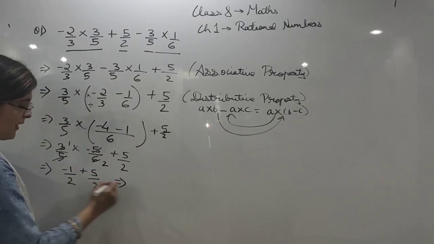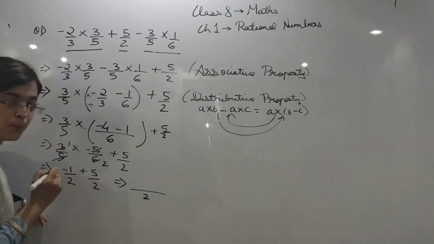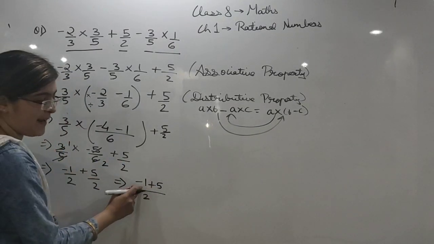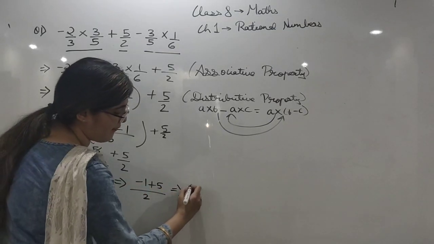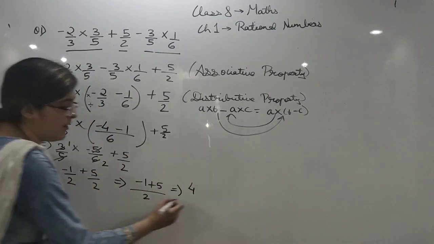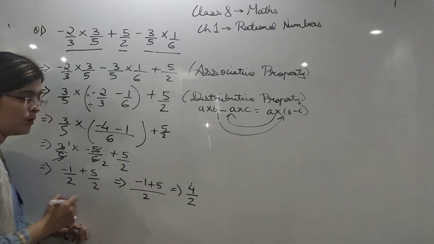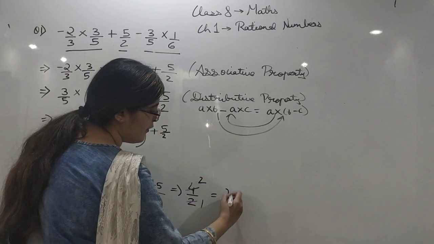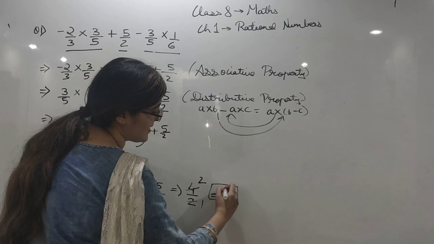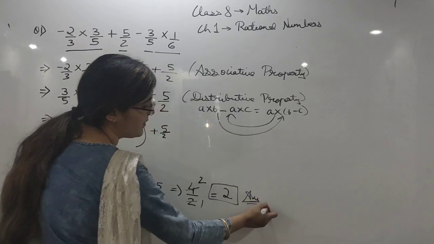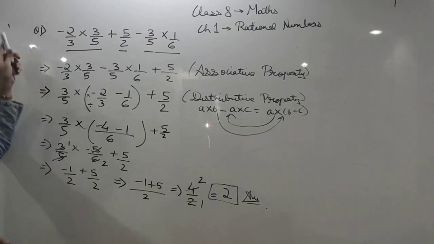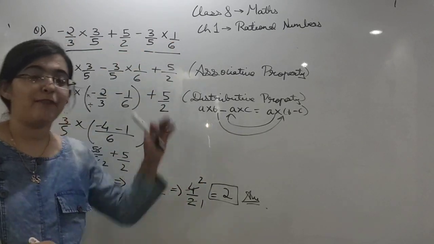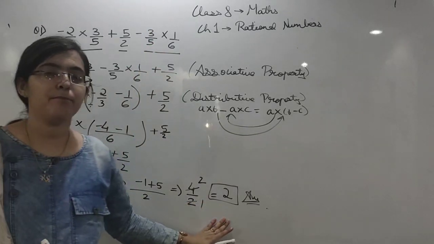Now what will we do? Again the LCM will be 2. Minus 1 plus 5, and minus minus 5 minus 1 is 4 upon 2. What will be your answer? 2 ones are 2, 2 twos are 4. So finally your answer is 2. Okay, the question was this one and after simplifying, your answer came 2.